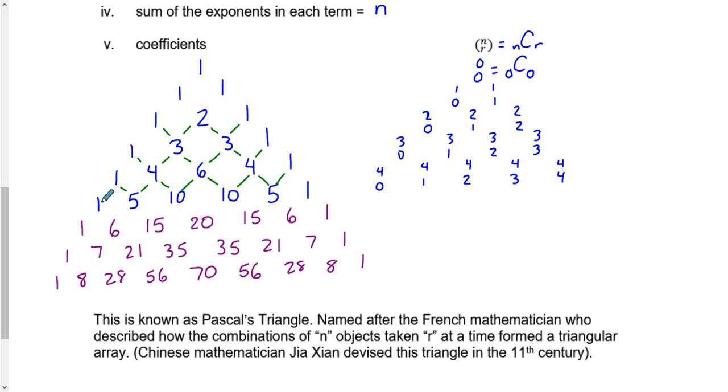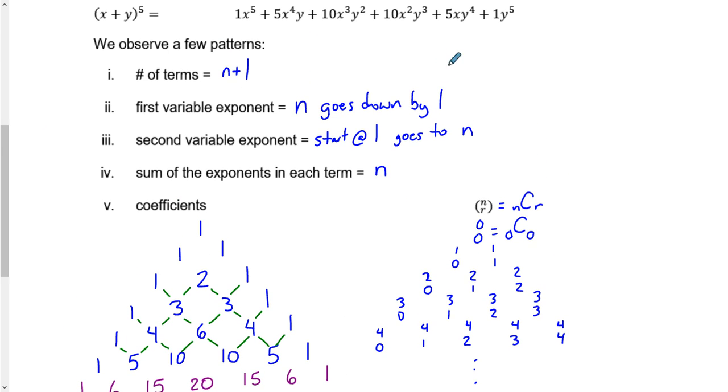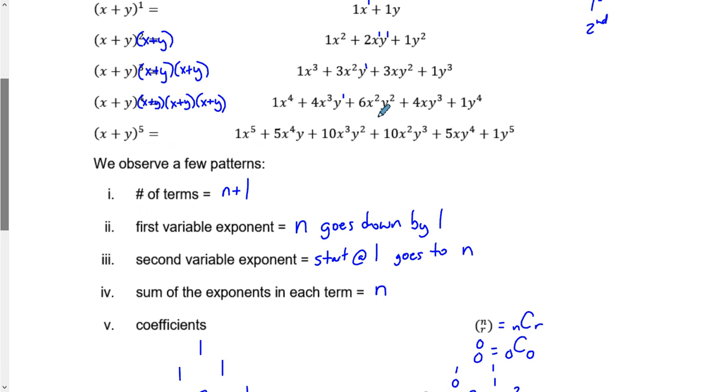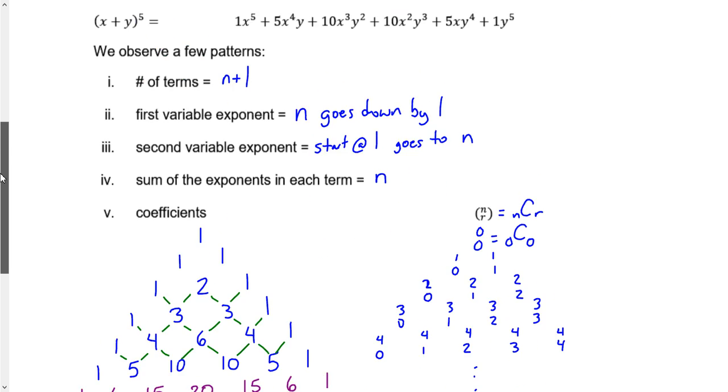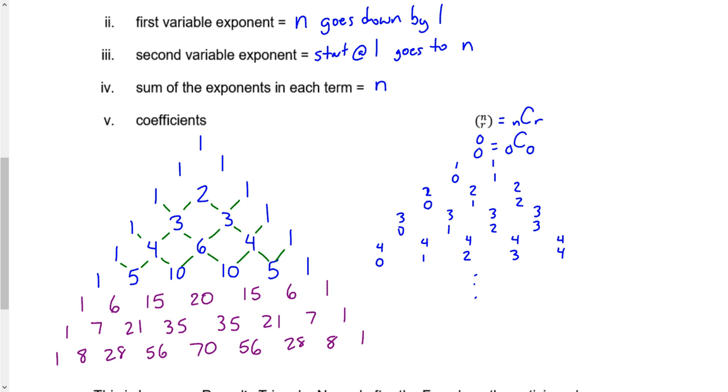Then we have 5C0, 5C1, 2, 3, 4, 5. 6C0, 1, 2, 3, 4, 5, 6. 7C0, and it continues on. And we're going to use that. We're going to take into account all these patterns with our terms, with our variables, with our coefficients, and we're going to apply it here.